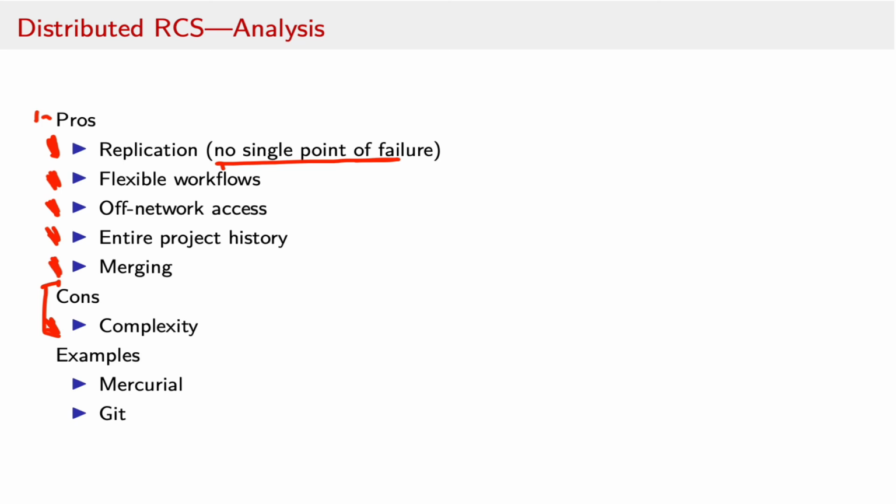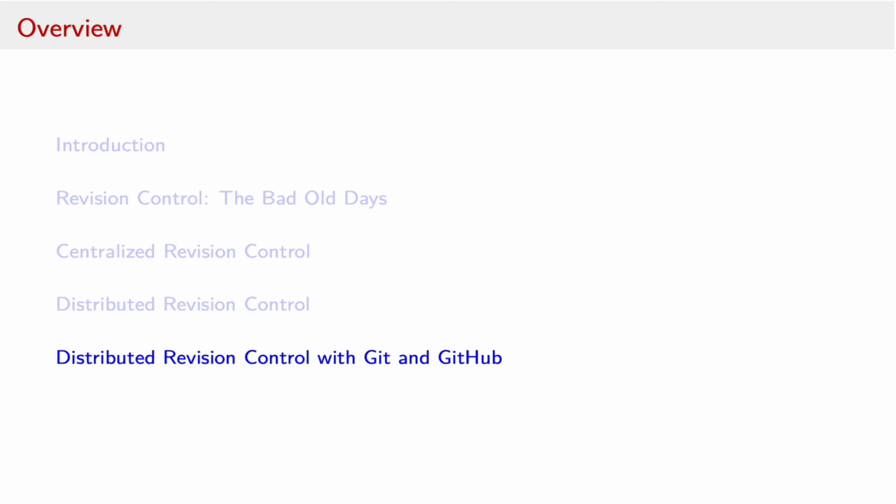There are a couple of examples of distributed revision control systems here that you may have heard of. Mercurial, I think, is still being used in the department. And Git, of course, is the 500-pound gorilla that has taken over the world as the go-to repository of choice. All right, so let's take a look at a specific configuration of revision control using the Git system that I just mentioned, and then another service called GitHub.